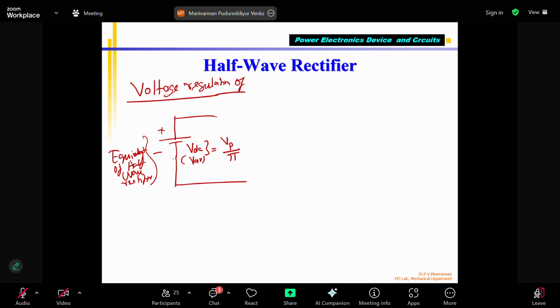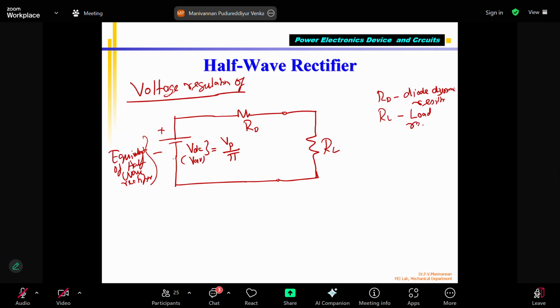Now this is connected to the load, my load resistor RL. This is nothing but RD, correct? What is RD? RD is nothing but diode resistance. The D represents dynamic resistor. Okay. RL is load resistance. Another thing is also there.